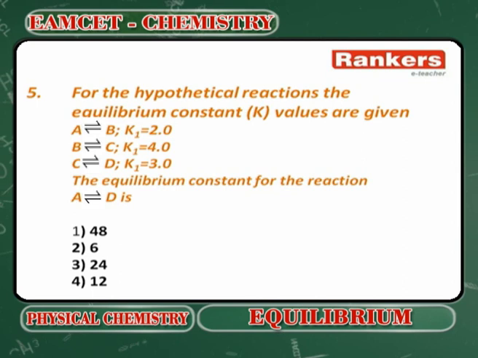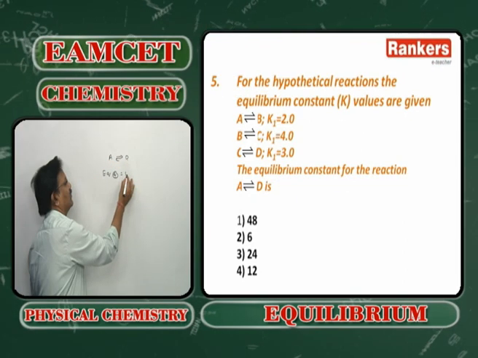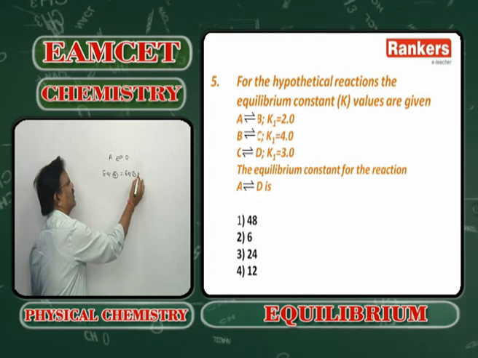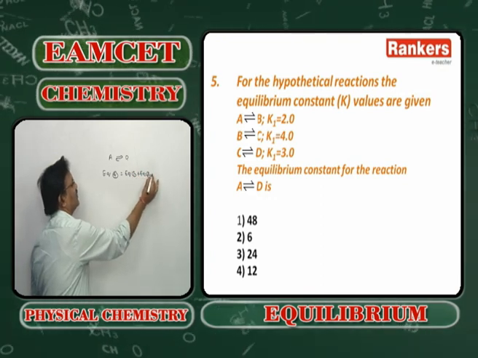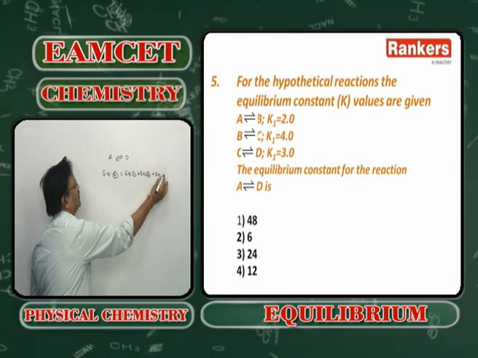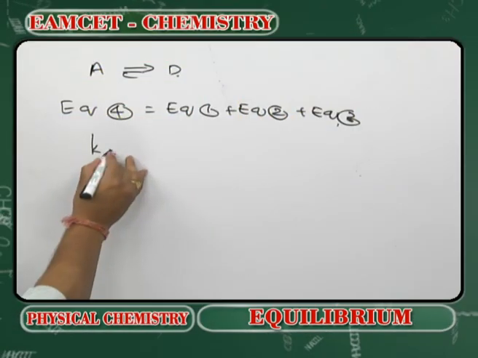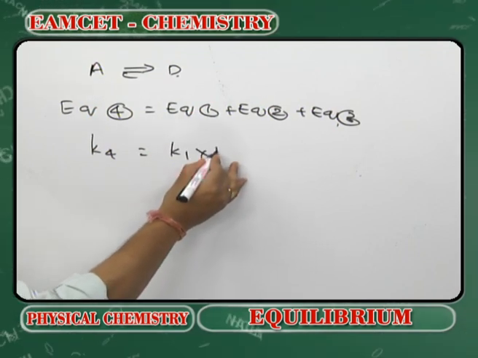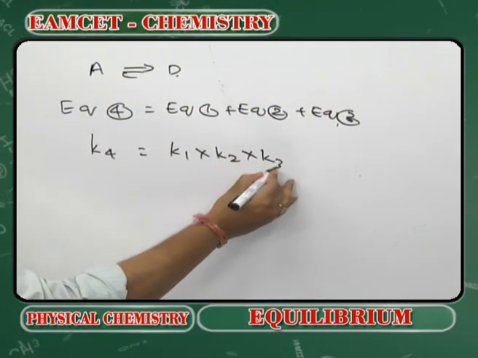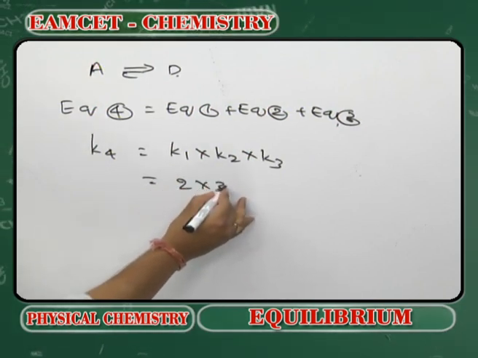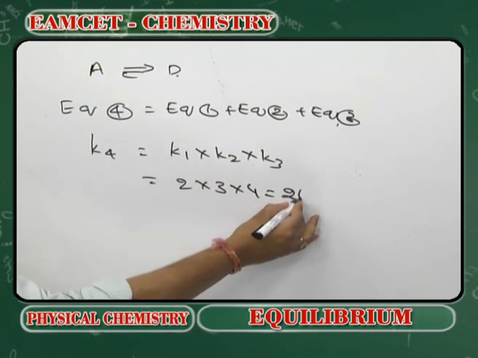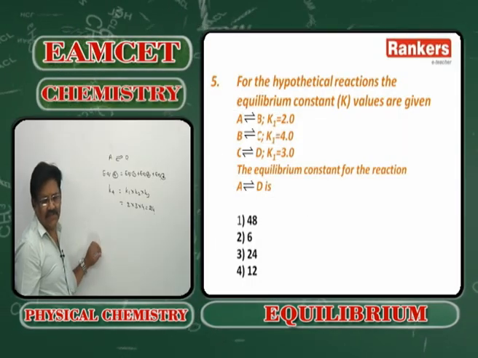Next, for a hypothetical reaction, equilibrium constant values are given. How are we getting this equation? A gives D. Equation 4 is equal to equation 1 plus equation 2 plus equation 3. Therefore, K4 is equal to K1 into K2 into K3, which is equal to 2 into 3 into 4, which is 24. Option 3 is the answer.